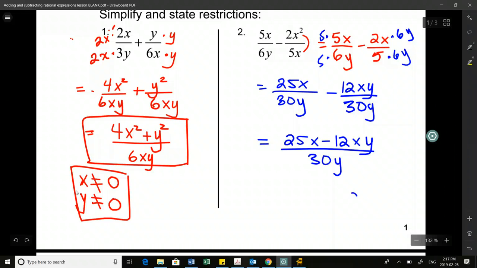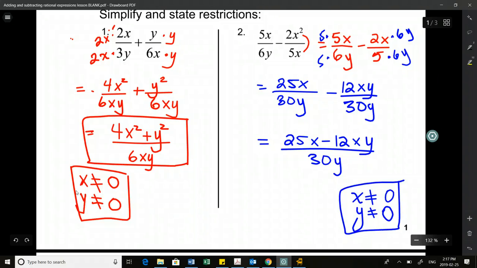I also would like to make a side note before we continue. Even if I've reduced it, like in the very initial first fraction, it still has to be restricted. See how there's an x and a y in the denominators of my initial equation? I have to restrict both of those. So x cannot be 0 and y can also not be 0 for this question.